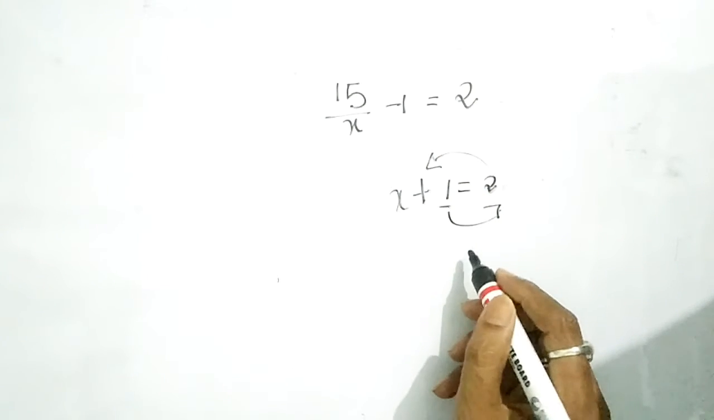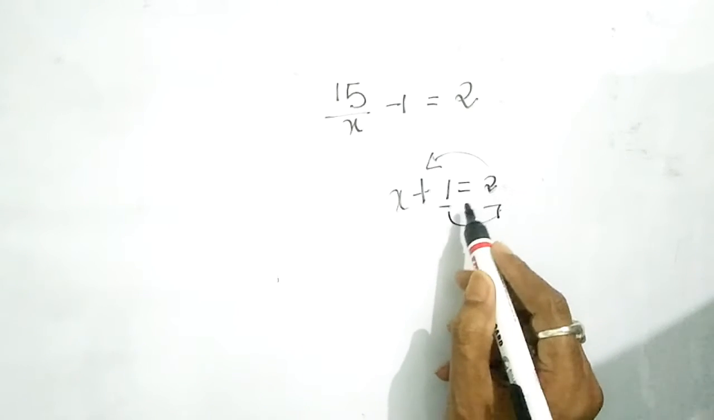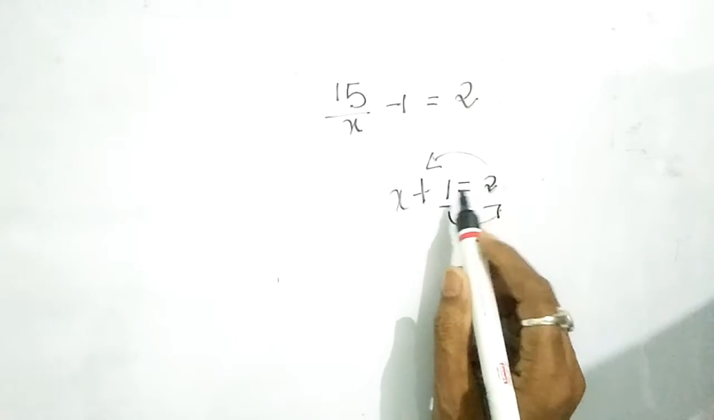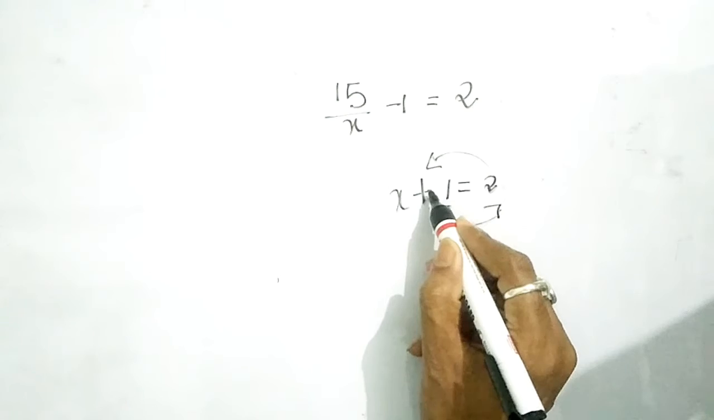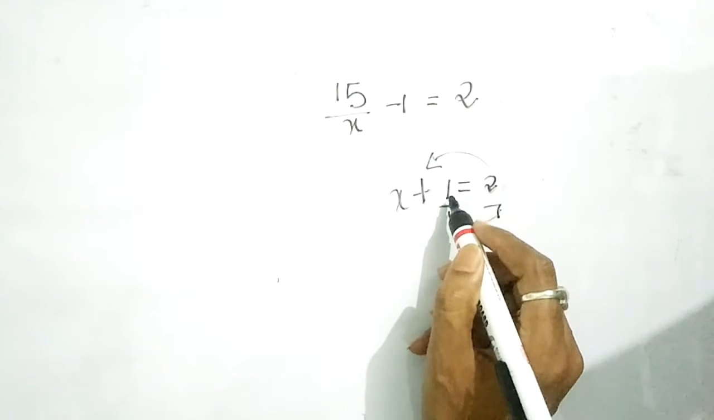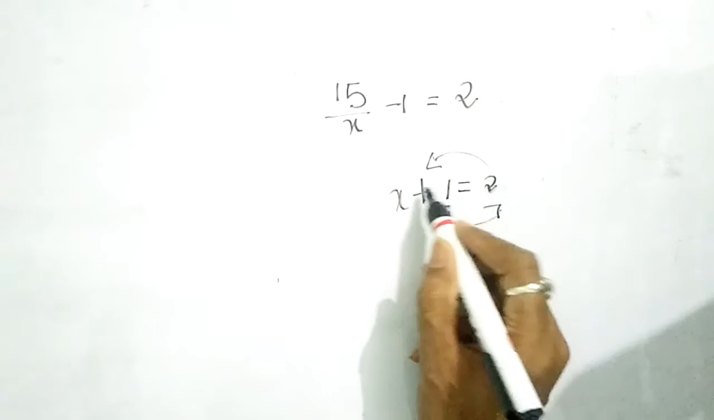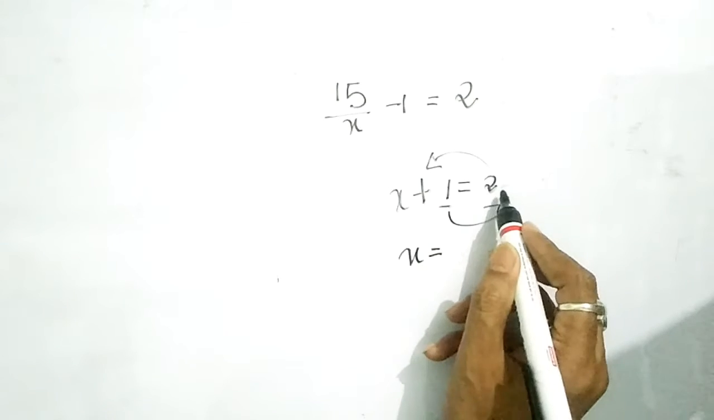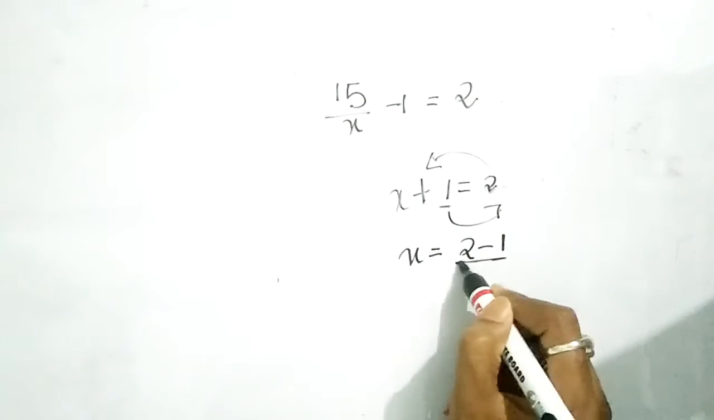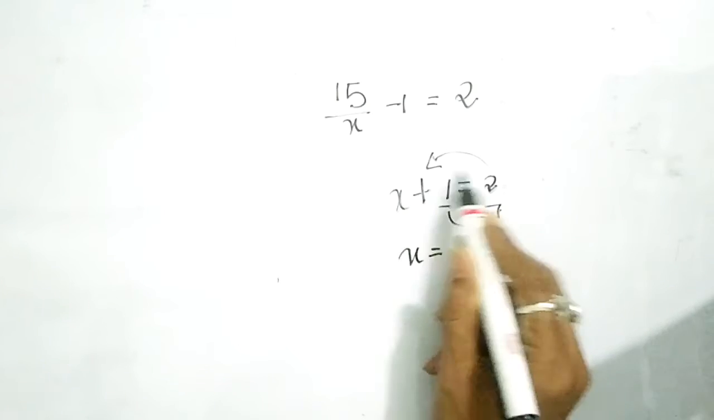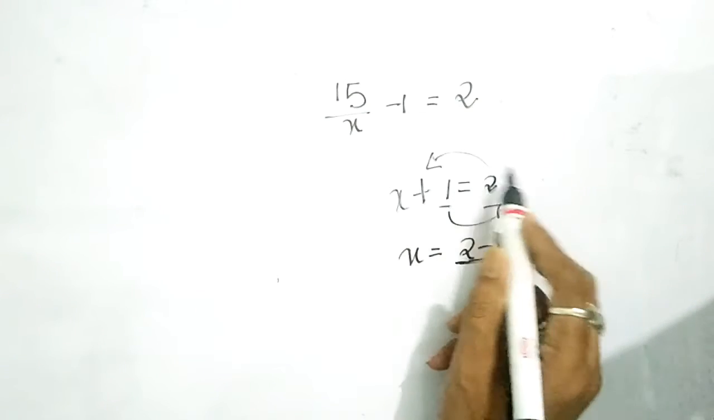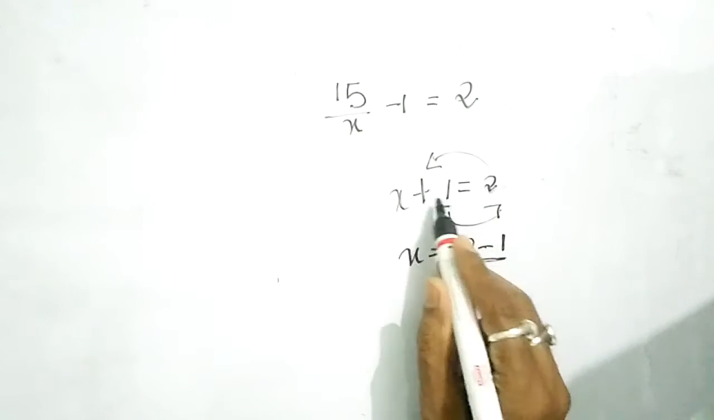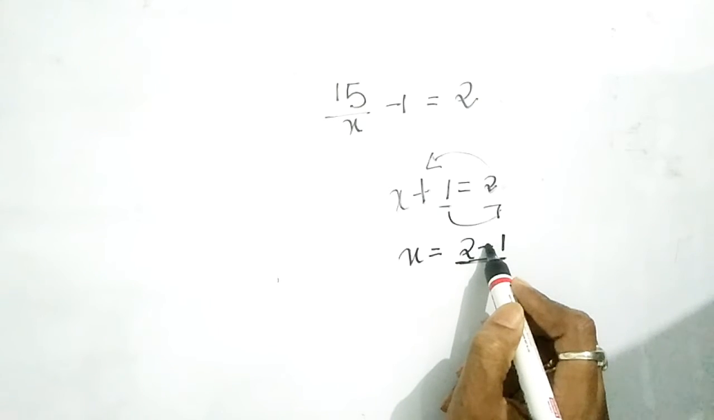And one thing you should remember: when you transpose a variable or a number to the right hand side, or to the left hand side, their sign changes. What is the meaning? In this example, plus 1 is given. When we transpose 1 to the right hand side, this plus sign becomes minus. So it becomes 2 minus 1. Why is it 2 minus 1? As I just told you, the sign changes when you transpose to the right hand side. Initially the plus sign, now it becomes the minus sign.